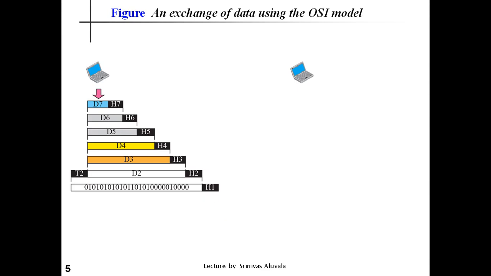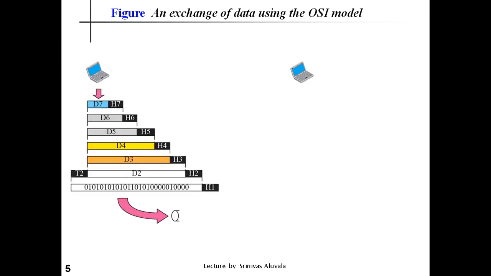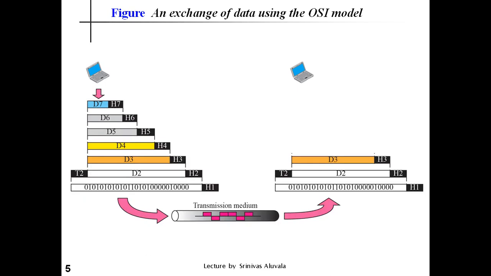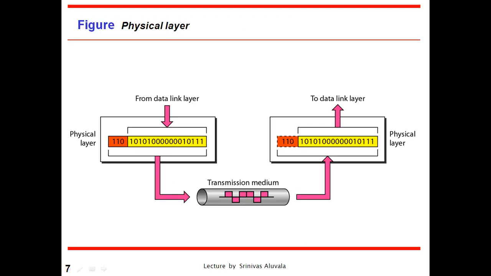And then the data is going to reach the receiver end. The receiver end architecture does the same thing in the vice versa as it has happened at the sender end. This is how an exchange of data takes place using the OSI model network architecture. Layers in the OSI model. Now we briefly come to know about the functions of each layer in the OSI model.